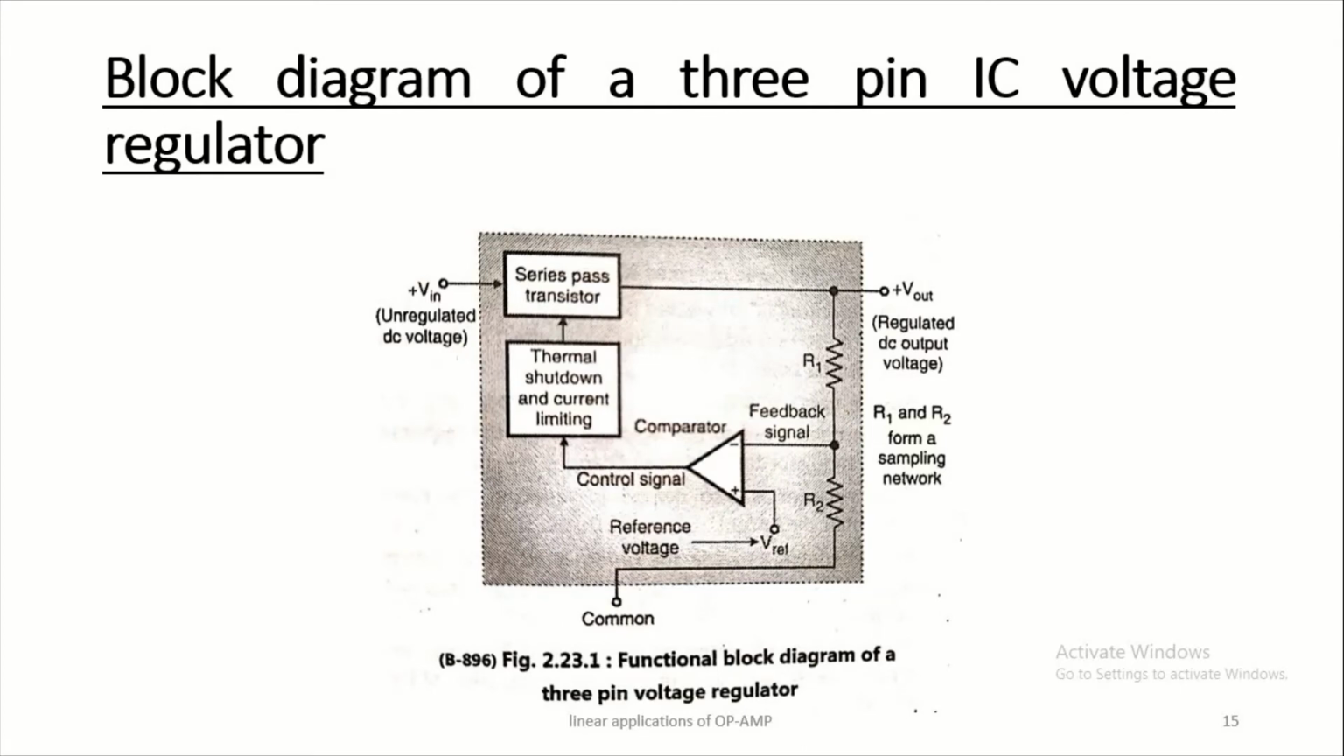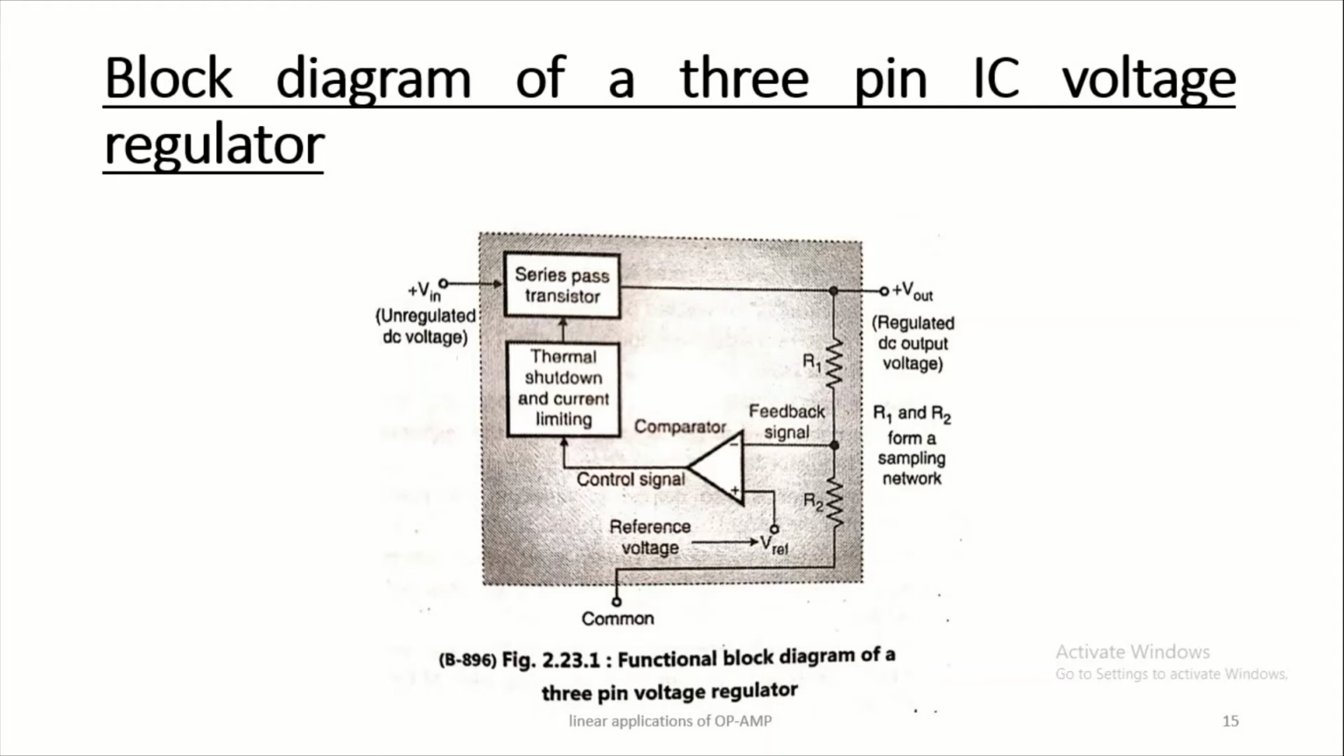This is a block diagram of a 3-pin IC voltage regulator. A simplified block diagram of the 3-pin IC voltage regulator is as shown in this figure. The three terminals brought out for making connections to external components are marked as VIN, the input voltage, common, and V0, the output voltage.